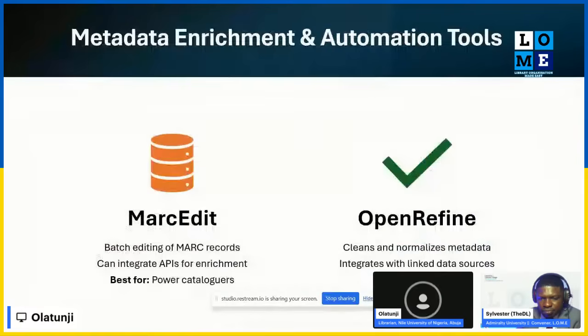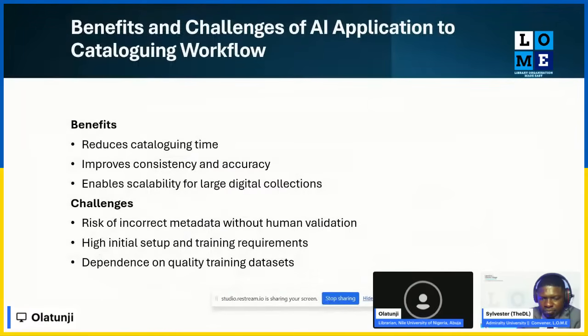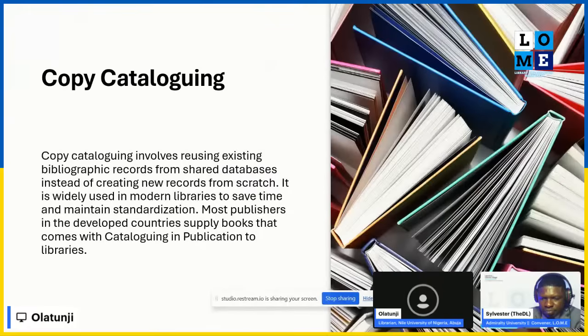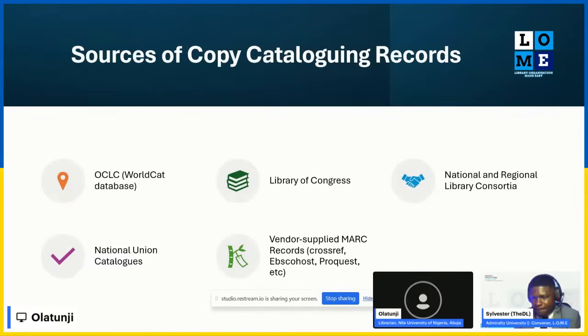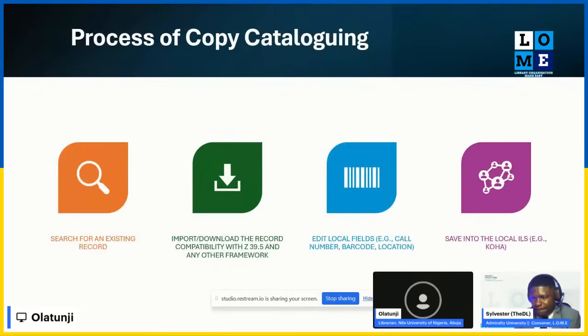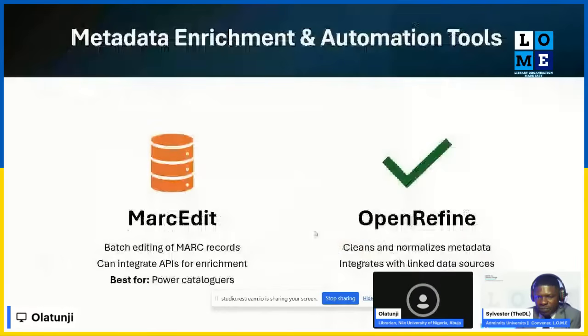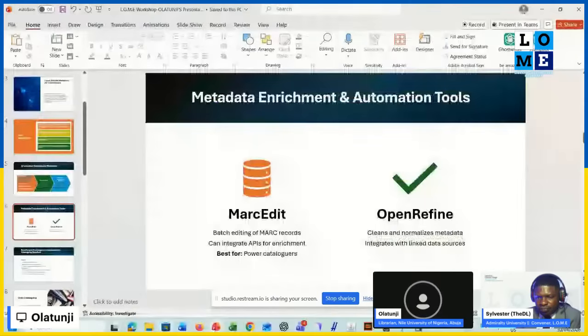Because of the time we've spent, let me just brush through. I will not be talking about the benefits and challenges. If you want this slide, it's going to be made available. And we have copy cataloging. We all know what copy cataloging is: getting records from existing databases and adopting them into your own cataloging record. Then we gave the sources of copy cataloging records and the likes. Because of time, I just have to go into the practical demonstration.